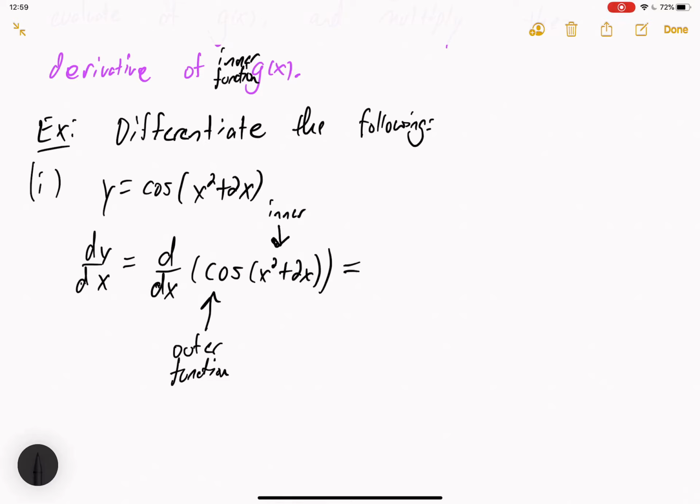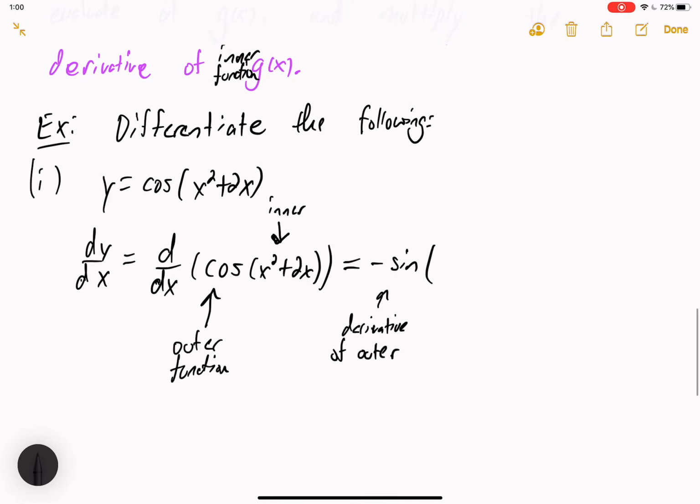So what this will be equal to will be the derivative of the outer, so negative, the derivative of cosine is a negative sine, evaluated at g of x, where we evaluate at the inner. So x squared plus 2x. And then finally, times the derivative of the inner, so it's going to be the derivative of x squared plus 2x, that's just going to be 2x plus 2.